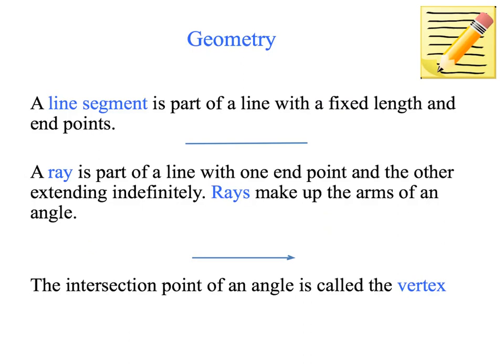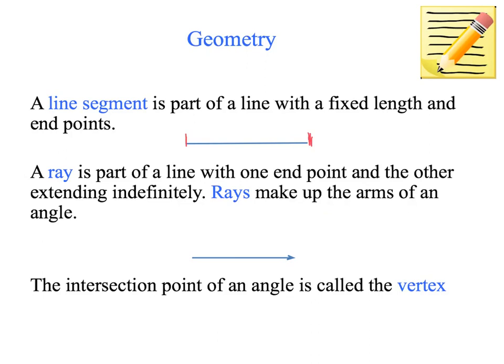Now, as I was talking about before, a line segment is different to a line in that it is part of a line. It has a fixed length and it has an end, whereas a line does not. So the difference with this is that it doesn't have the arrows on the end. So no arrows here, it actually finishes. So sometimes a line segment will look like this. Okay, so that's a line segment, a part of a line.